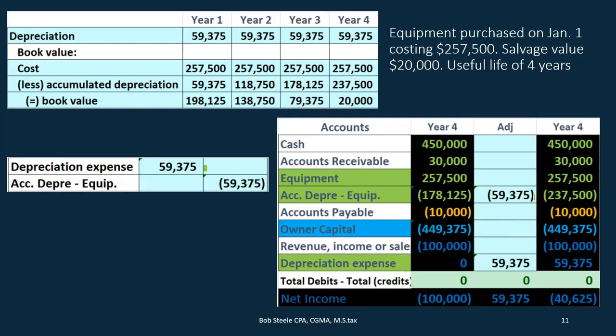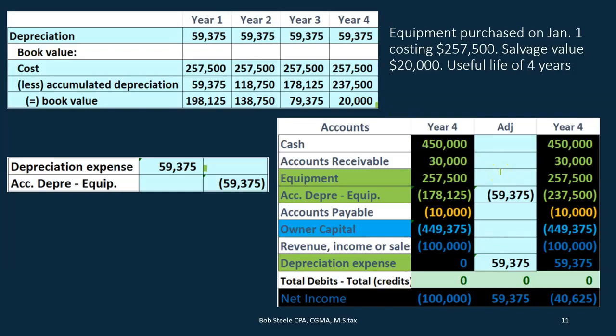Credit, and a credit makes the credit go up to 237.5. And now if we take the 257.5 less the 237.5, that is 20,000. So we can see on our trial balance that we have a book value remaining.